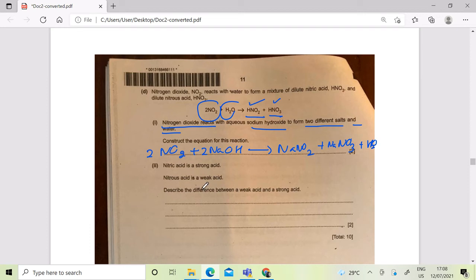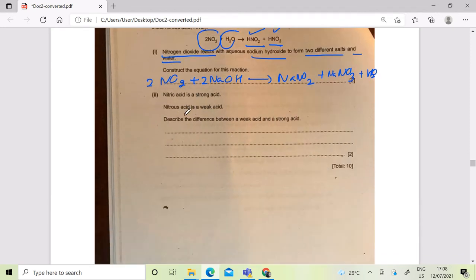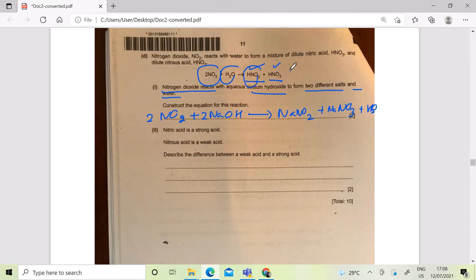Nitric acid is a strong acid. Nitrous acid is a weak acid. So this is your nitric acid. We'll see the question now. 2 marks. Describe the differences between weak acid and strong acid.